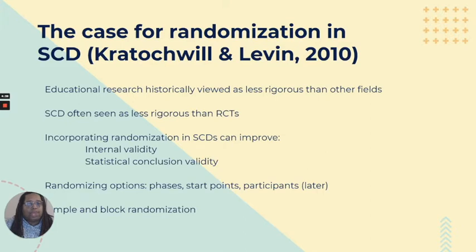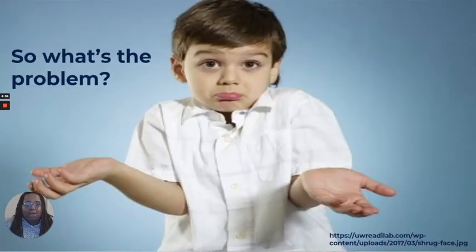So this was really the case for randomization in single case design, taking something from large-scale group design studies and using it within single case design in ways that make sense. So this makes a lot of sense. So what's the problem here? Why are we concerned here about this use of randomization?